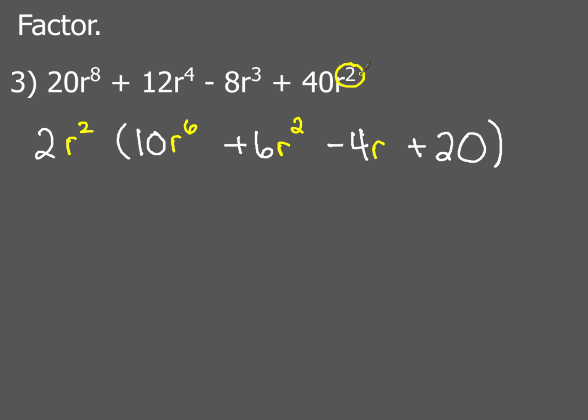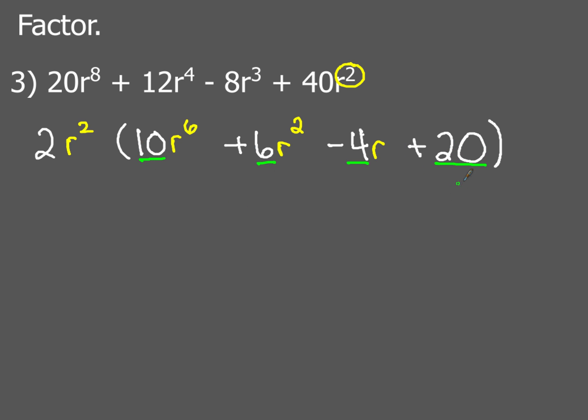And of course when you have r squared and r squared, the difference between those two is 0. And when you divide them, you just get 1. So we're just left with a 20 on the end. We don't have to write r to the 0 power. So we end up here, but what I want you to notice then is you always have to analyze and make sure that you're done. And if we look, we've got a 10, a 6, a minus 4, and a 20 as our coefficients and our constant at the end. And all of those are even numbers also.